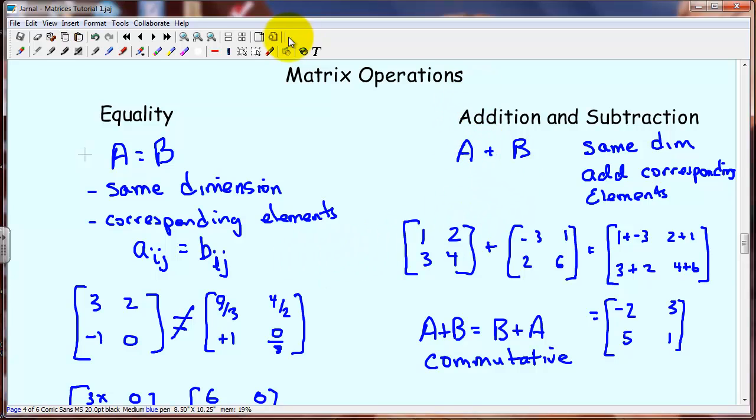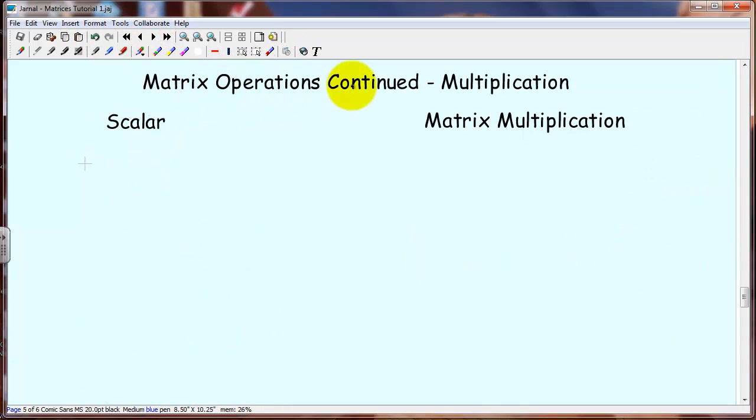So let's talk now about multiplication. There are two kinds of multiplication for matrices. There's called scalar multiplication. Scalar means an individual number, or a single number, a constant. So we might be, for example, doing 3A, where A is a matrix. That would be a scalar multiplication, and matrix multiplication is where we are multiplying two matrices together.